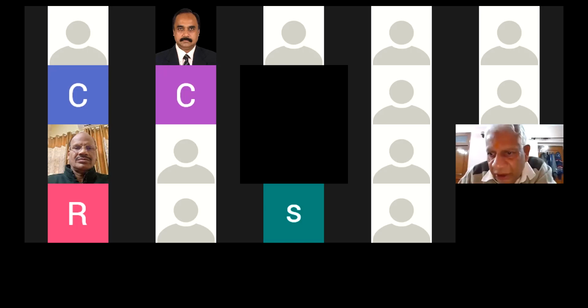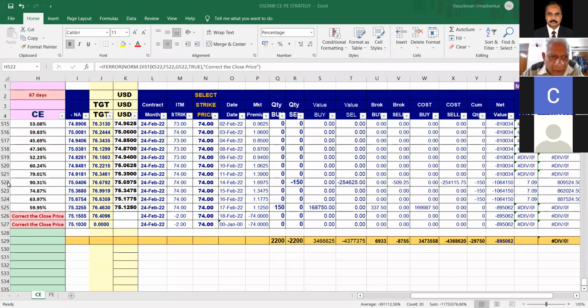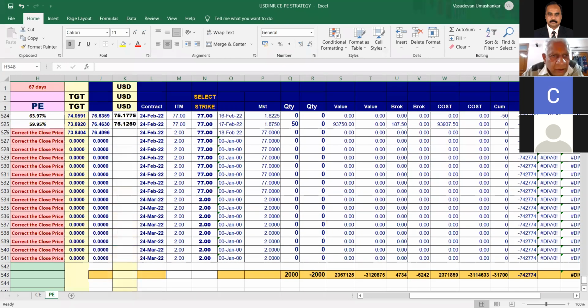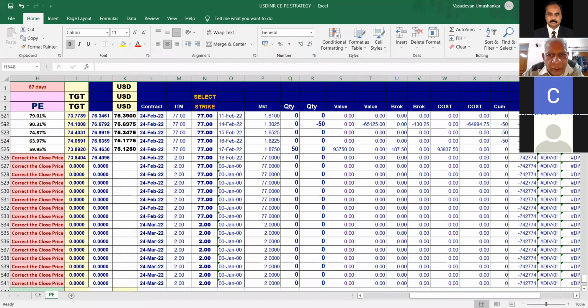Just a minute, Excel sheet. One more thing I'll show to the group. You just see, we have missed the opportunity on 14th February. That is 90%. 14th February, 90% in call input. Let me see, 14th February. So there also we cannot do anything.